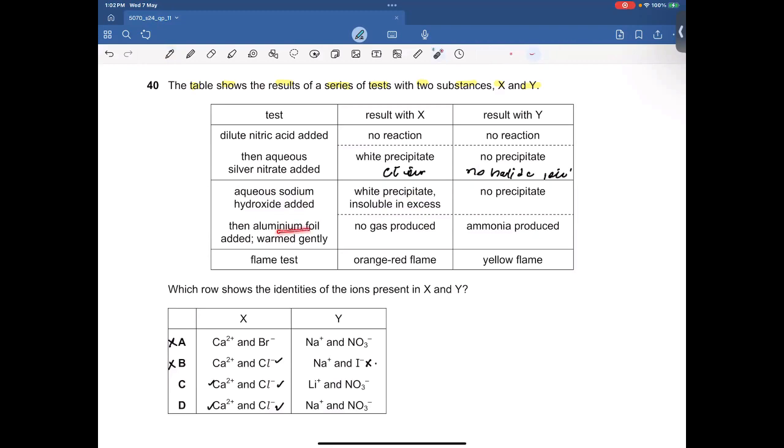Then add aluminum foil, warm gently, no gas produced, ammonia gas is produced. If ammonia gas is produced, इसका मतलब nitrate ions present. तो nitrate ions इसमें भी हैं, nitrate ions इसमें भी हैं. Obviously, orange red flame that confirms calcium ion. Yellow flame that confirms sodium ion, which is why D is going to be the right answer.